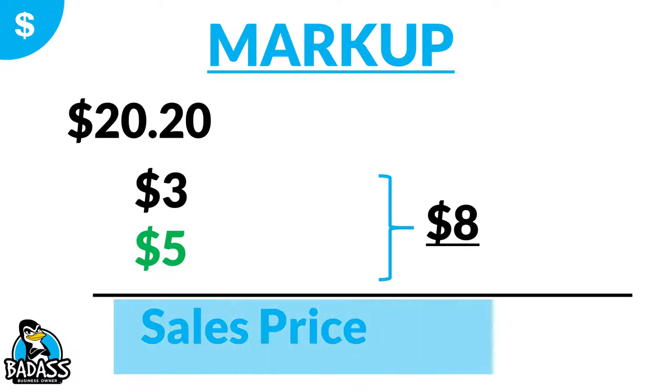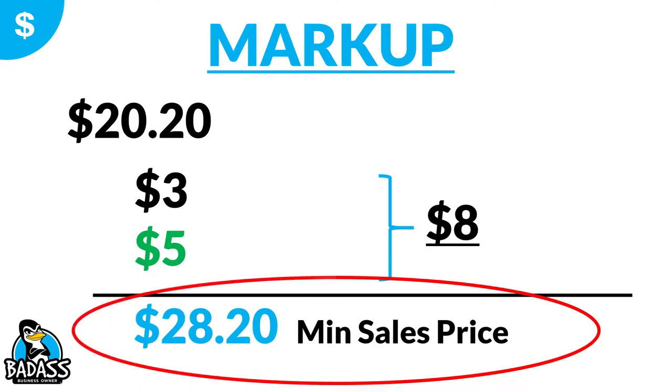Now, when we're coming down here to sales price, we just add it together. $20.20 plus $8 comes out to $28.20. You'll see that I have minimum sales price. In order for them to hit their goals, this is the minimum price they need to set it at. Now, that doesn't mean they can't sell it for $30, $32. It just means that in order to hit their goals, it's got to be at minimum $28.20 to hit what it is that they're seeking.